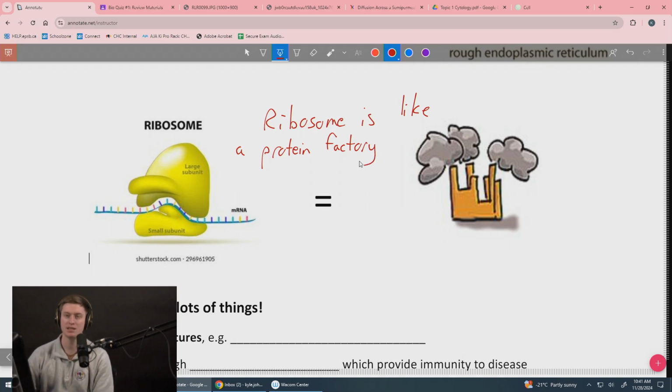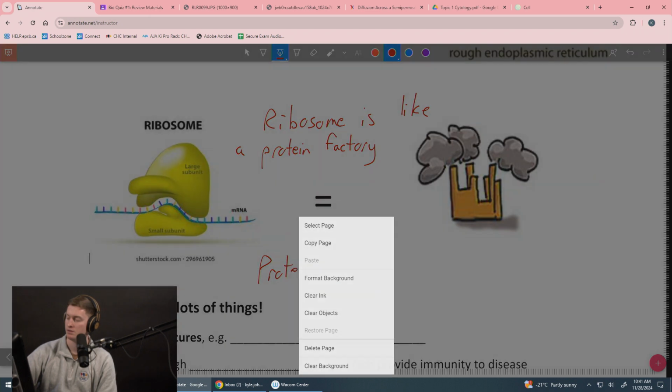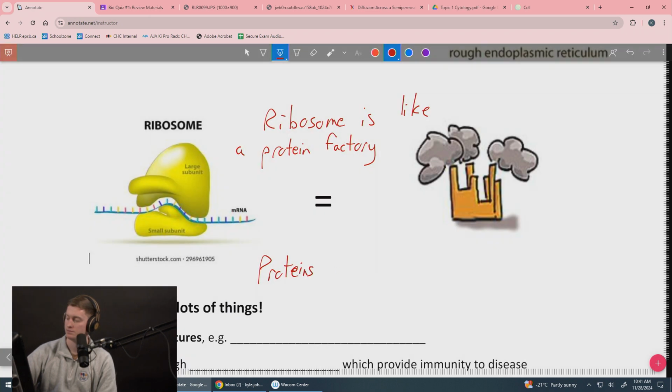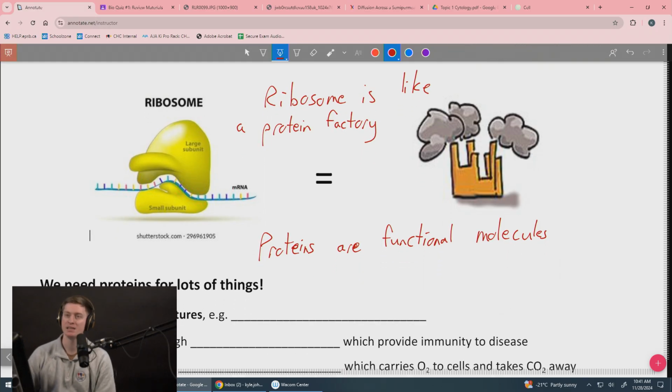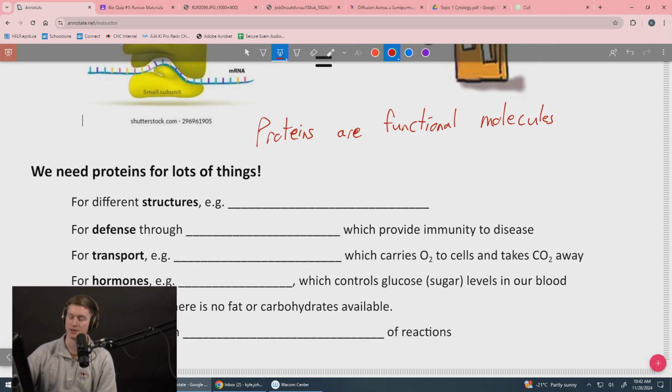And we use proteins for all sorts of things. Proteins are like the functional molecules of your cell. Functional molecules, meaning that they will perform a specific function, like the organelle of the organelles. Ribosomes make these proteins, and these proteins will do different things.